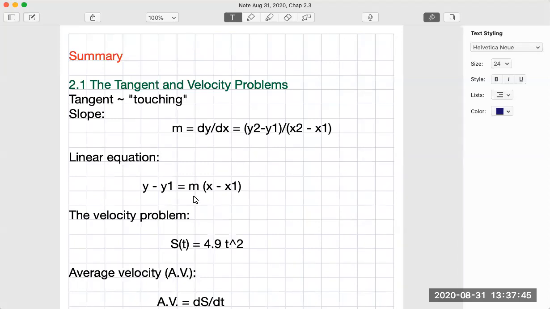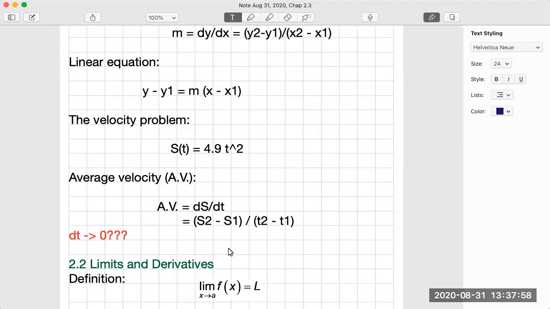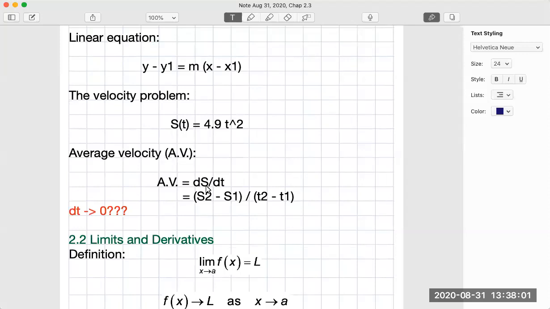change in x. The velocity problems follow this formula, 4.9 (gravity) times t squared. And the average velocity is the change in the position over the change in time, which is s2 minus s1 over t2 minus t1. When the time change dt approaches 0, it becomes the instantaneous velocity, right?